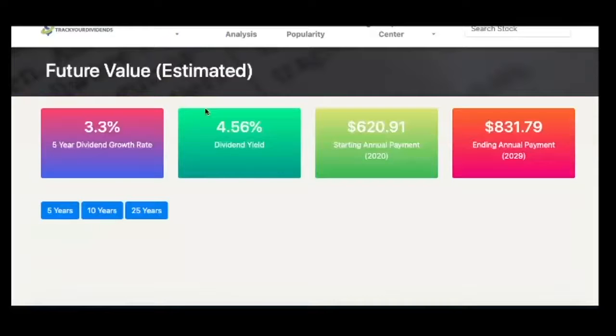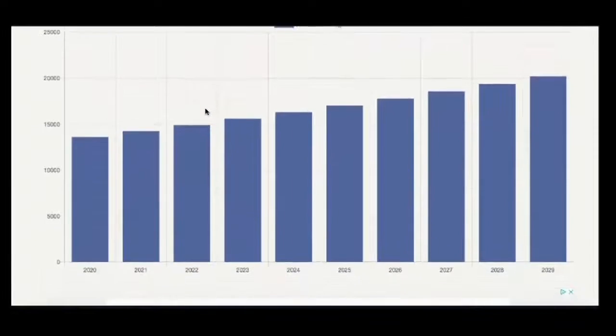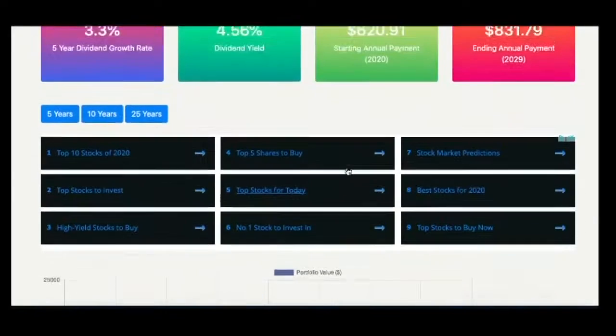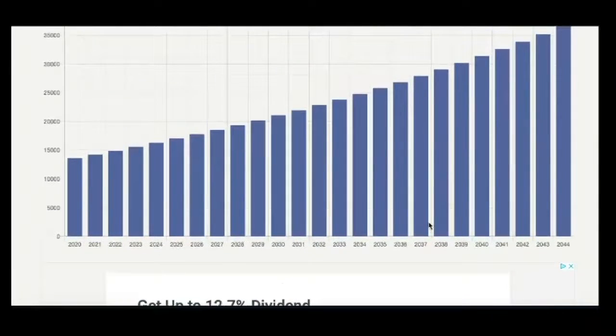Let's go to future value, see what that's about. I've used this before, and I don't know if I really trust it, because it's saying my portfolio by 2029 is only going to grow by 7,000, which maybe is completely right. Maybe it's right, but I just feel like it's going to be a little more than that.